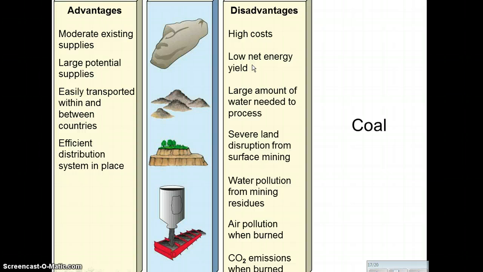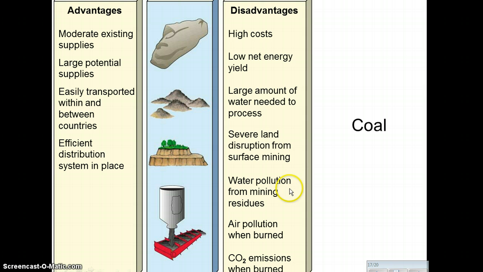Some coal is considered dirty coal, and oftentimes we use water and other chemicals to clean the coal out. We'll talk more about that during air pollution later in the year. Sometimes there's a lot of disruptions during surface mining. Think about the mountaintop case studies we've been learning about.